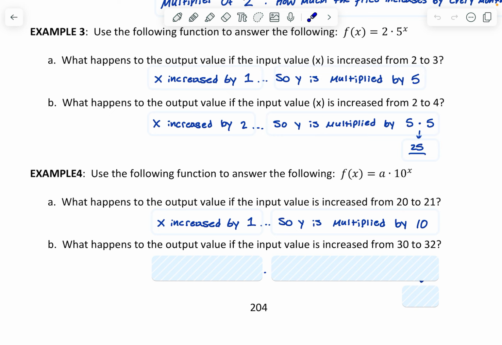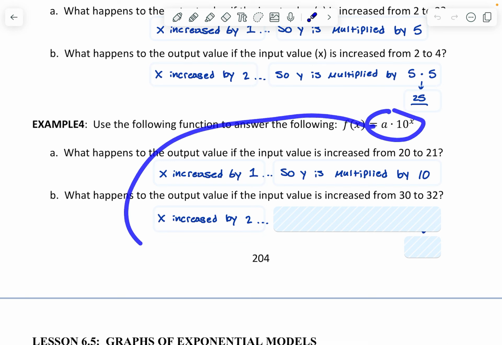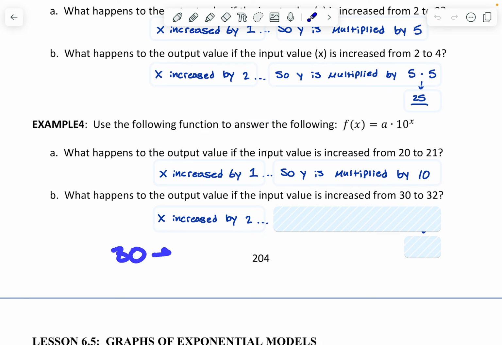Example 4, what happens to the output value if the input value is increased from 30 to 32? Well, our input, our x, increased by 2. So to get from 30 to 31, our y is multiplied by 5. From 31 to 32, or sorry, not 5, 10. Right, different example. In order to get from 30 to 31, we have to multiply by 10. In order to get from 31 to 32, we again need to multiply by 10. So y is being multiplied by 10 times 10, which is 100.